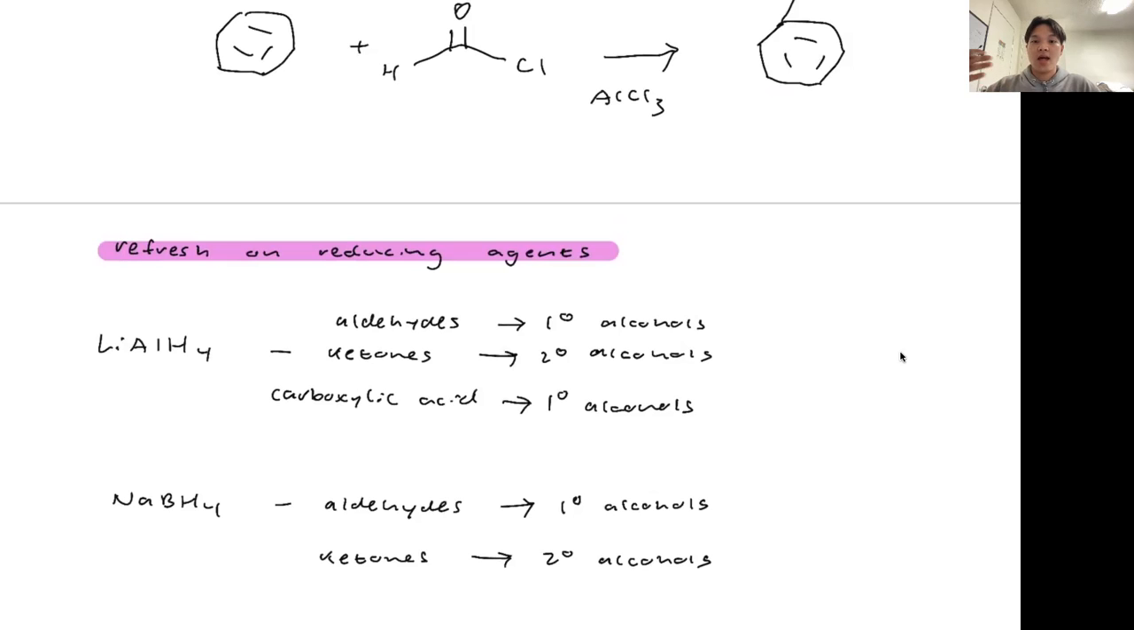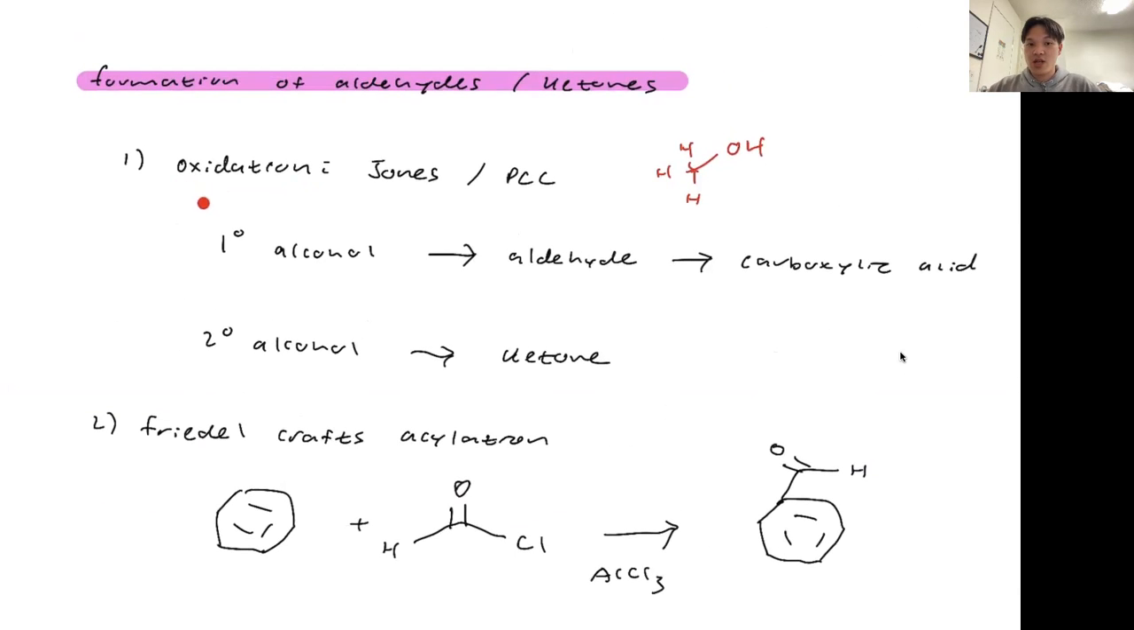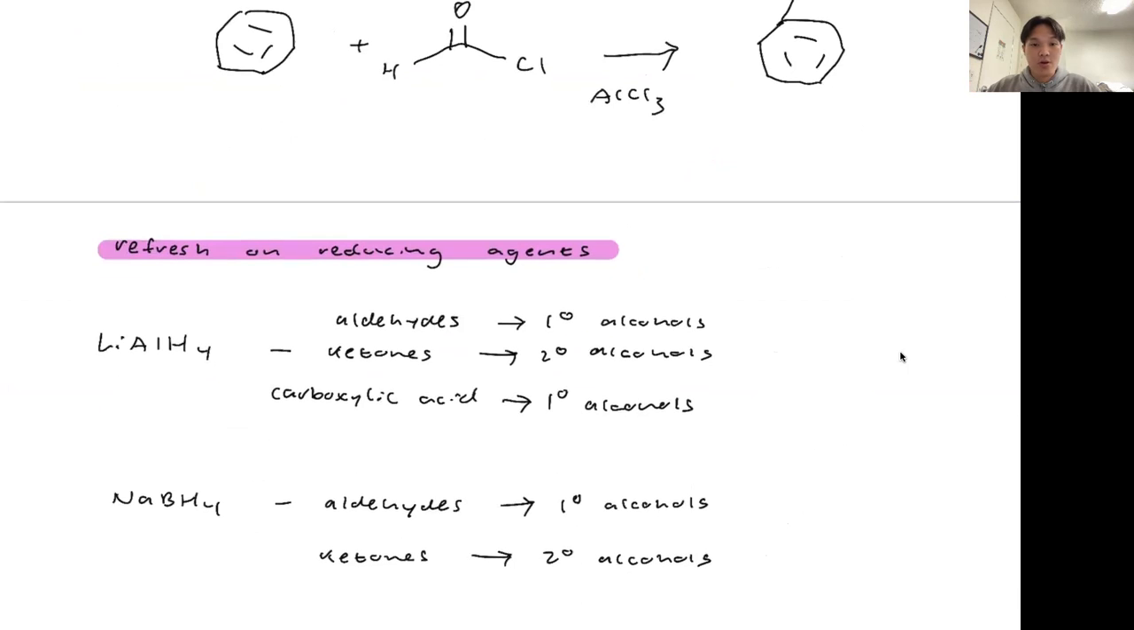So let's say you're given an aldehyde and then the product is a primary alcohol, right? You may not know how to do that, but because we have oxidation reagents where we turn a primary alcohol into an aldehyde, we can turn an aldehyde into a primary alcohol by the opposite of oxidation, which is reduction. So we have reducing agents, right?